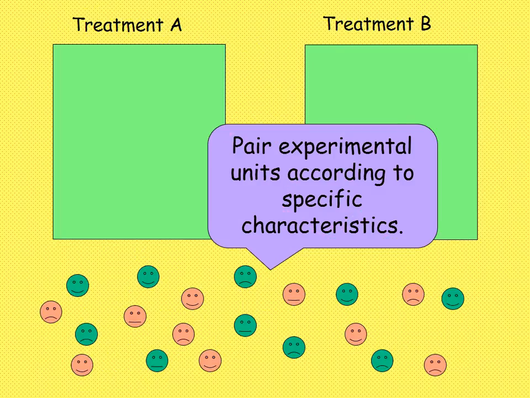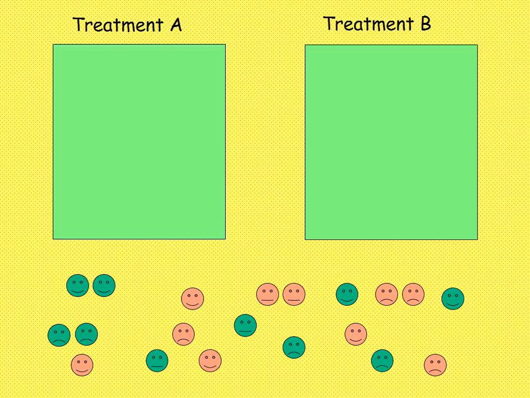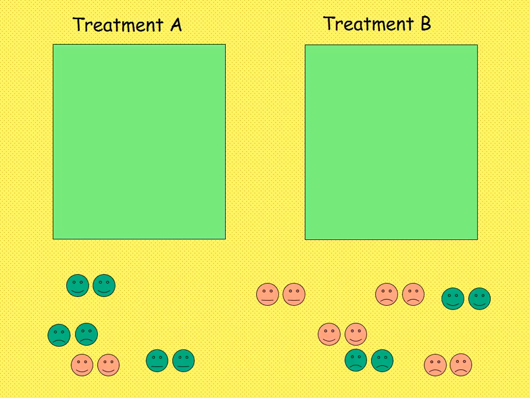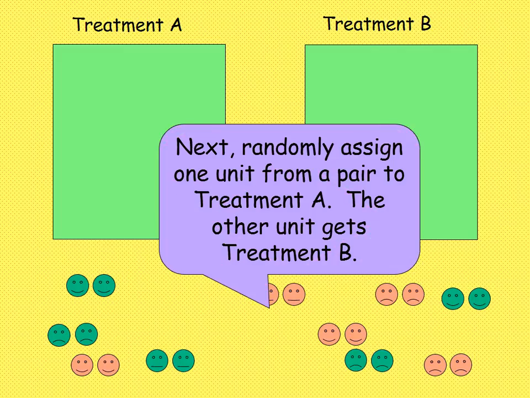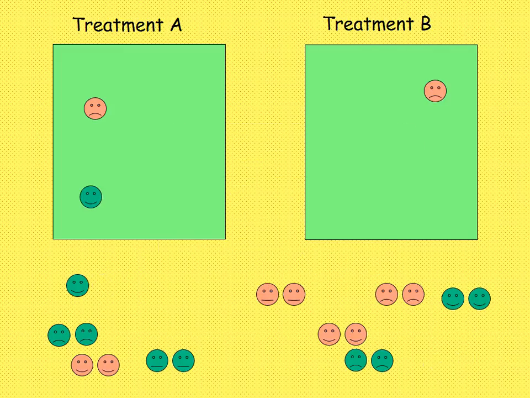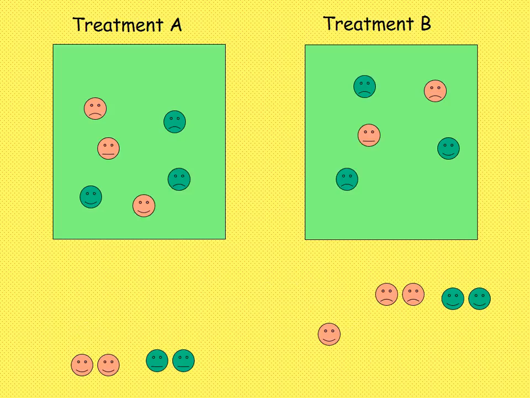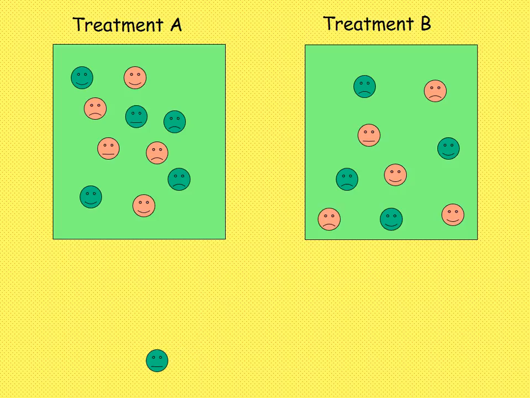So if we do a block design, we're going to organize based on characteristics. We want blue happy, blue sad, pink happy, pink sad, no emotion for that other one. And then once we have them paired up properly, we're going to randomly pick, this could be a coin flip, to pick who gets A and who gets B to finish the experiment.